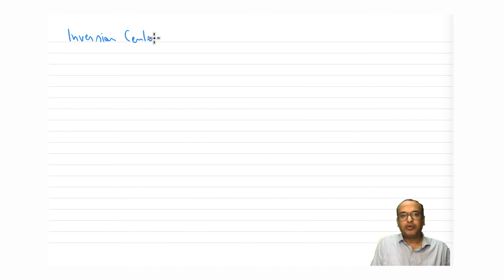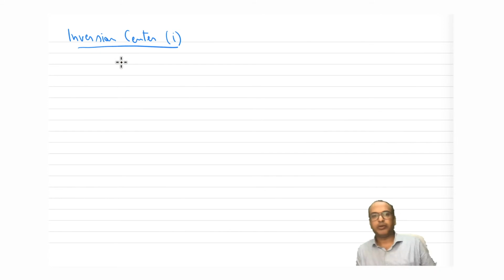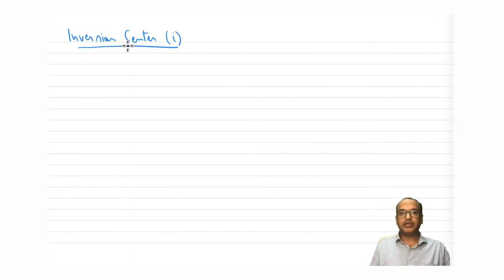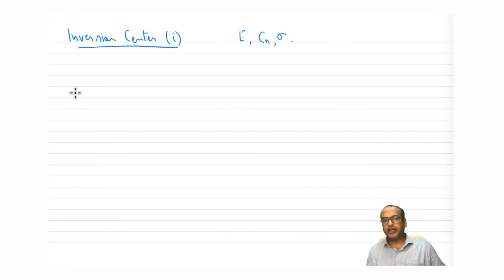So this is the fourth symmetry element. We were discussing symmetry elements and operations, right? So this is the fourth in the series. We have already covered E, C n, sigma, and now we are covering i. Inversion center, the symbol is i. So what is this symmetry element?